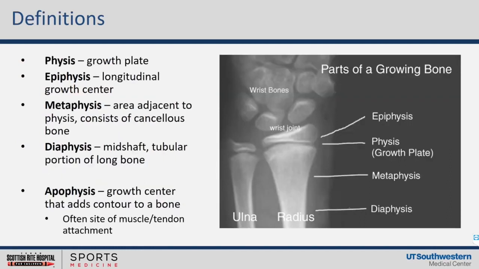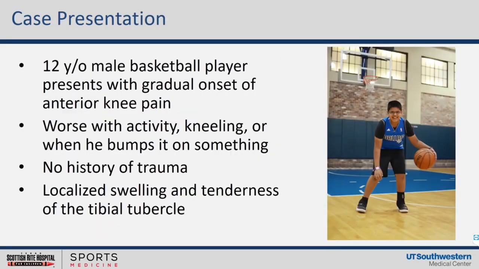Just to review, the physis is the growth plate itself, in through here. The physis is the longitudinal growth center. The metaphysis is the portion that's widening into bone here. The diaphysis is the shaft. So a physis adds length to a bone, but an apophysis, with an A, adds shape or contour to a bone, and it's typically a spot where a muscle or tendon will attach. And so some of what I talk about is apophysitis.